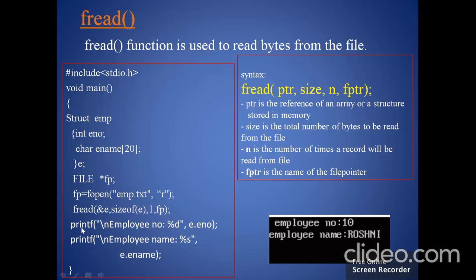Then we will use a printf function. With the help of this fread function, we already read the data. Then with the help of these two printf functions, the data read from the file will be printed on the console. So the employee number is 10 and the employee name will be Roshni.